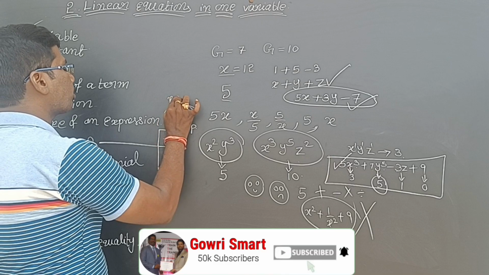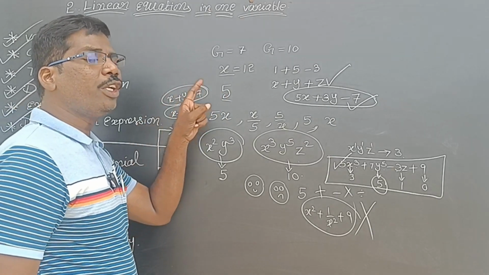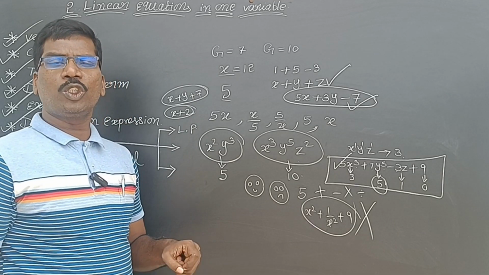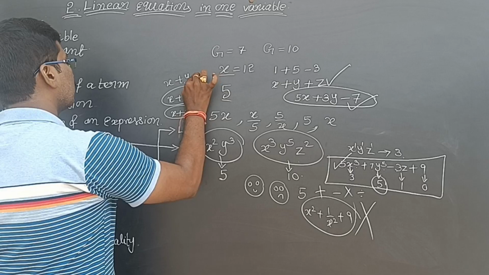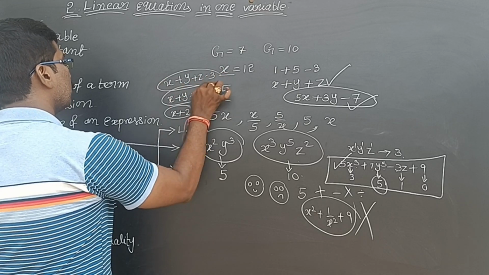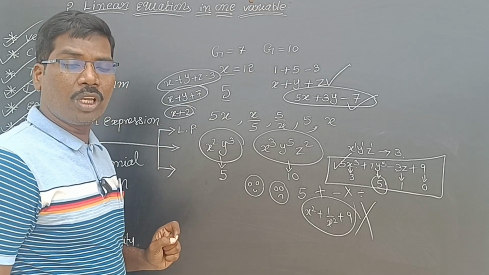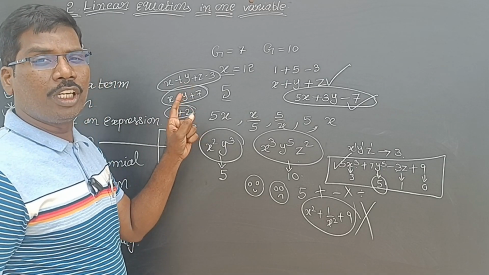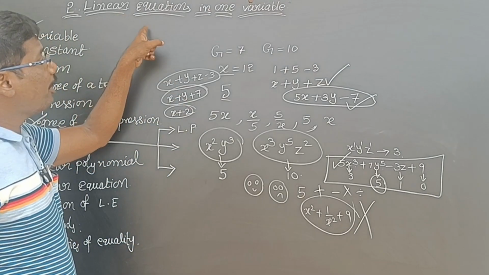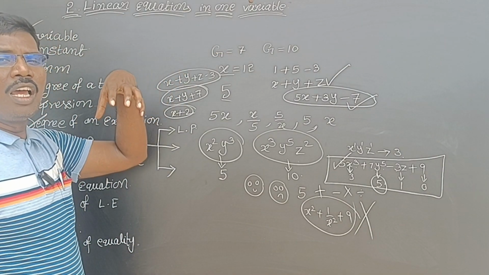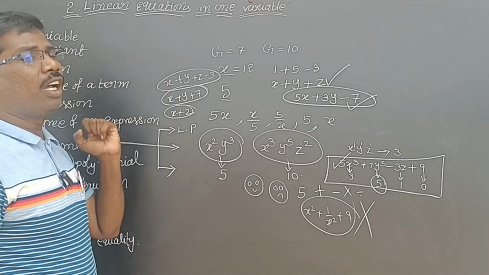If I write x plus y plus 7, it is a linear polynomial in two variables. If I write x plus y plus z minus 3, it is a linear polynomial in 3 variables. Our lesson is linear equations in one variable. Now we are learning linear polynomials, so that in the next step we can understand our lesson.